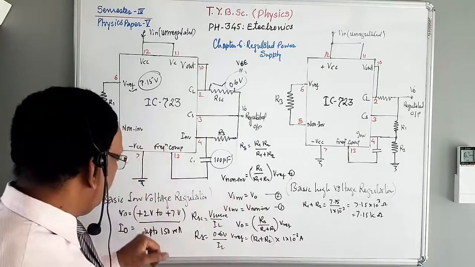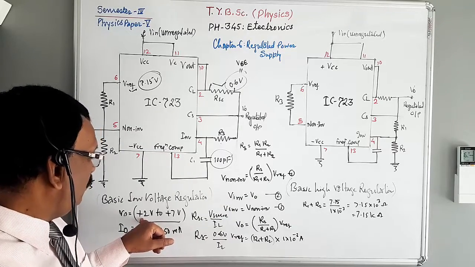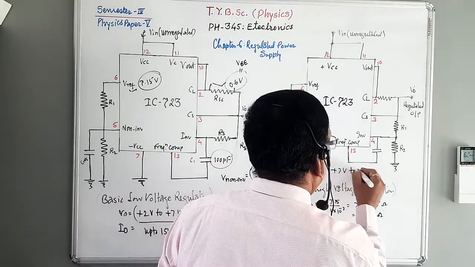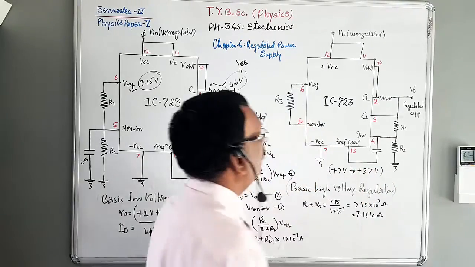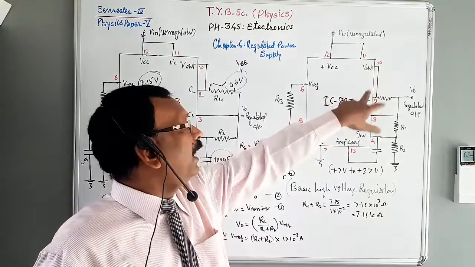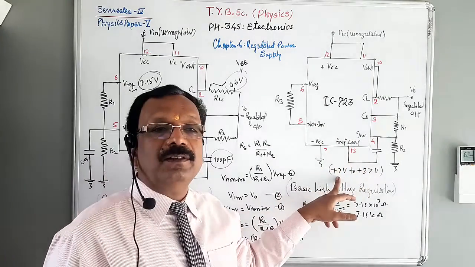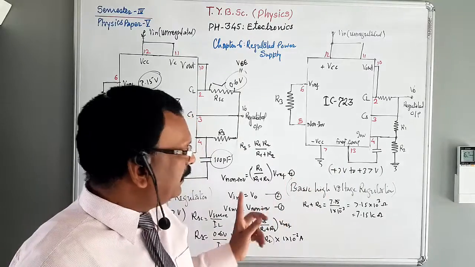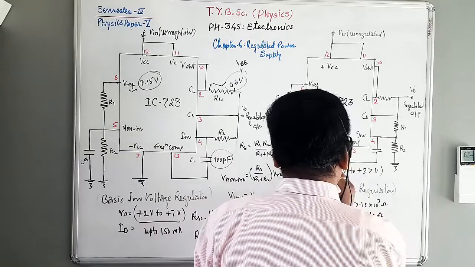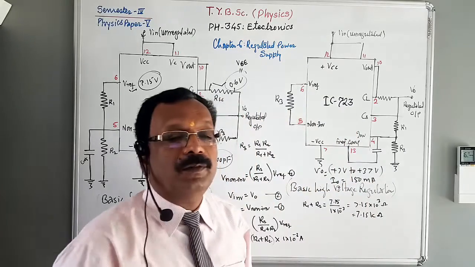Now what is the difference? Here it gives a regulated output voltage between plus 2 volt to 7 volt, and here the range is plus 7 volt to plus 37 volt. That means this is the high voltage. So this basic high voltage regulator using IC 723 has an output voltage range from plus 7 to plus 37 volt, and the current is the same. That is, this circuit has output current up to 150 milliampere. Okay.